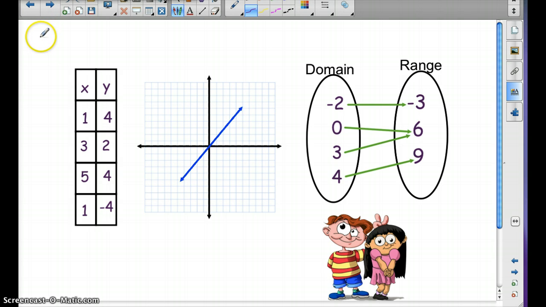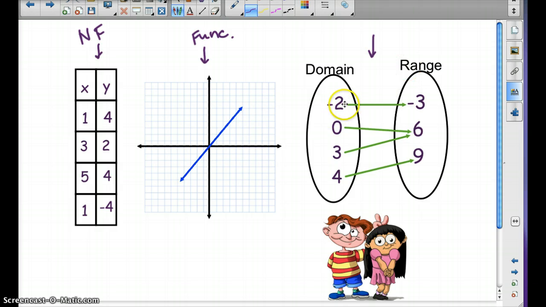So there's different ways to write a function. We can do it with a table, a graph, and a mapping. And notice that we have exactly one element of the domain paired with exactly one element of the range. This one would not be a function, if you notice here, because our x's repeat. So this would not be a function. This graph would be a function because for every x value, there's one y value. So this is a function.